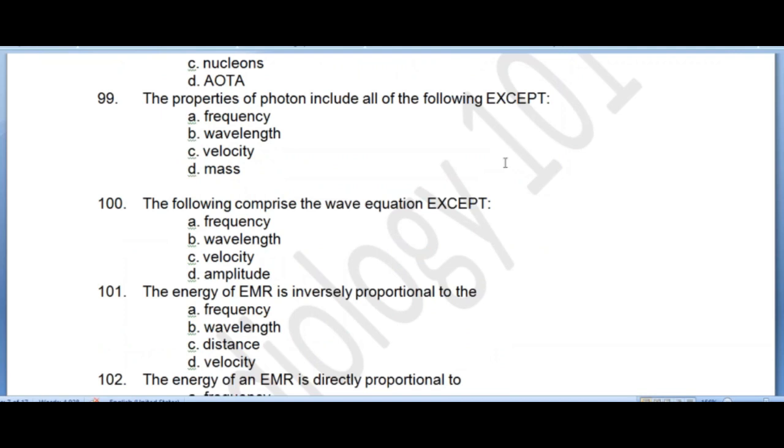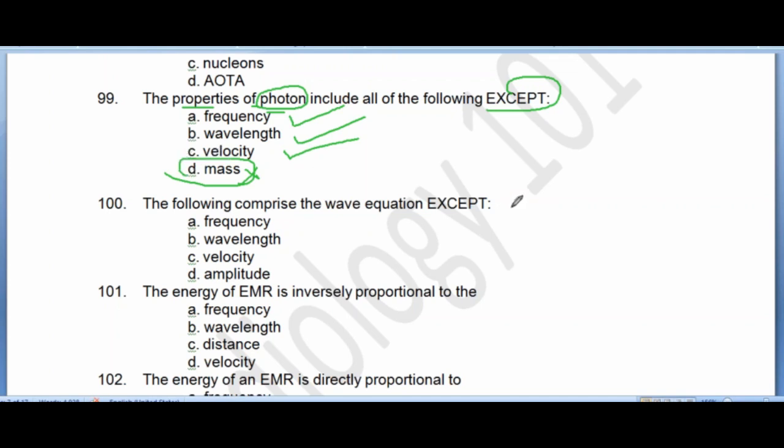The properties of photon include all of the following except. So, properties of photon. So, may frequency siya? Yes. Wavelength? Meron din. Velocity? Yes. The speed of light. Mass? So, no mass ang ating photon. Photons, like X-rays and gamma rays, have no mass and no charge. So, this is the answer.